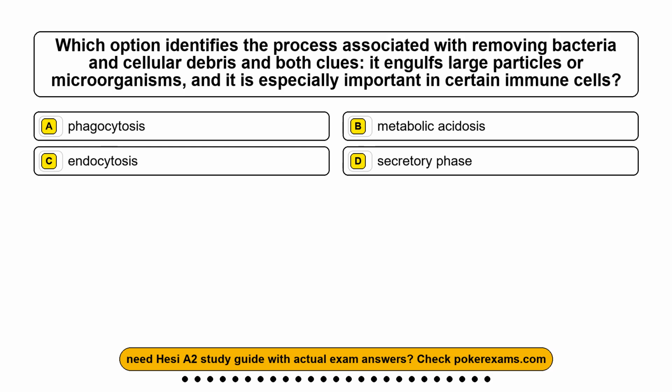Question 16. Which option identifies the process associated with removing bacteria and cellular debris? In both clues, it engulfs large particles or microorganisms, and it is especially important in certain immune cells. Option A, phagocytosis. Option B, metabolic acidosis. Option C, endocytosis. Option D, secretory phase. The correct answer is option A, phagocytosis.